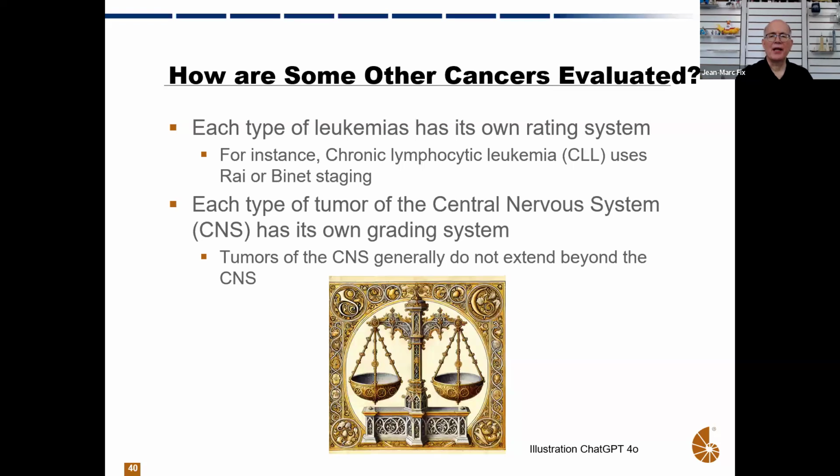And then some other cancers are evaluated differently. Leukemias have their own system depending on the leukemia. And tumors of the CNS also have a grading system that is different. The one thing about the central nervous system, it's quite isolated. So generally, tumors from the central nervous system don't come out. On the other hand, unfortunately, tumors can metastasize to it, especially lung cancer can metastasize to the brain. And of course, that's very bad news.